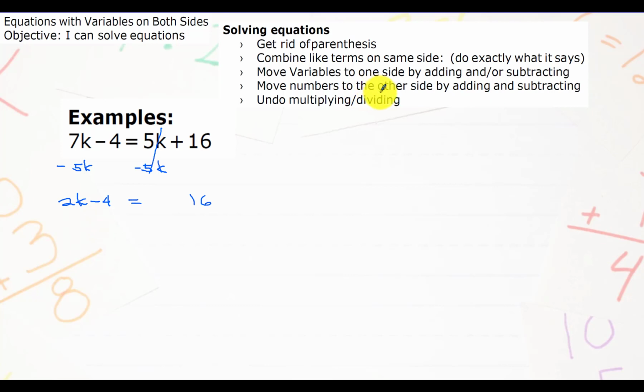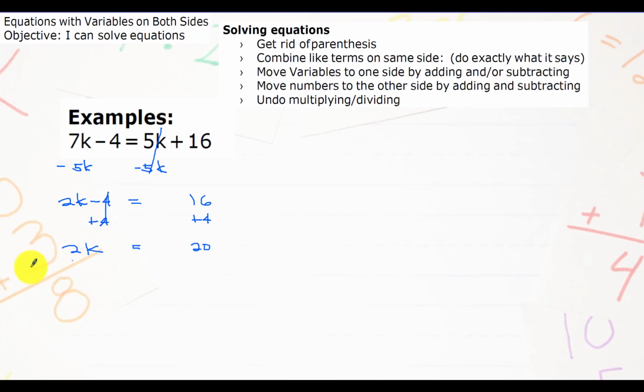Next, move numbers to the other side by either adding or subtracting. So here, my variable is on the left side of the equation. So we need to undo minus 4. To undo minus 4, we add 4 to both sides. So right now, we are using addition property. Once we cancel negative 4 and 4, that's your additive inverse. You'll get 2k equals 16 plus 4 is 20.